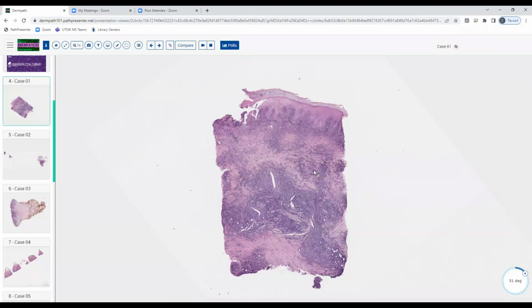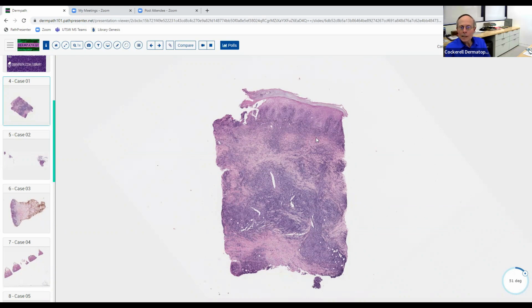Okay, so this looks like a punch biopsy. It seems to be an inflammatory condition. Good, absolutely. And going in, when I was looking at it a little bit closer, it looks like they're mostly lymphocytes to me.